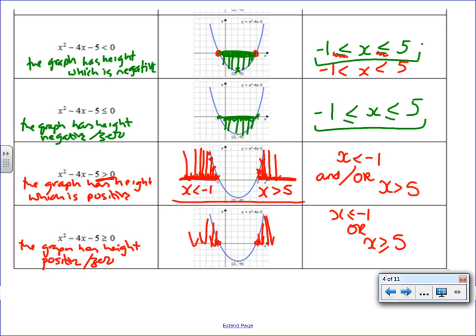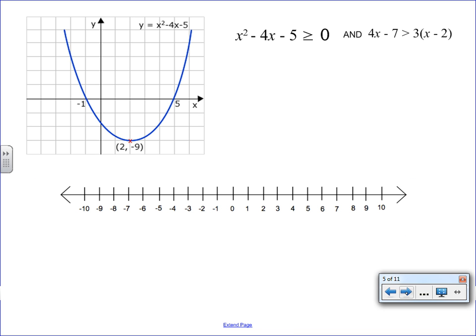Exactly. Okay, so I've got something that looks quite tricky here. It's a simultaneous inequality. We've got to do two of them. Now, the right-hand one, you really should have remembered from GCSE. 4x minus 7 is bigger than 3x minus 6. X is bigger than 13.